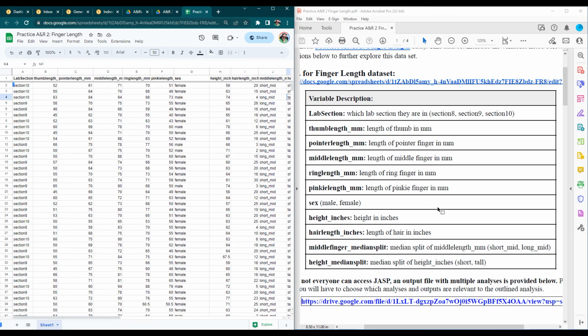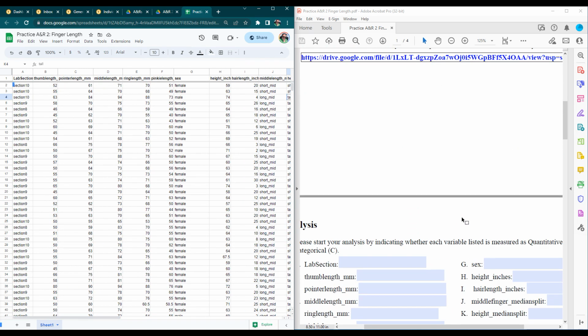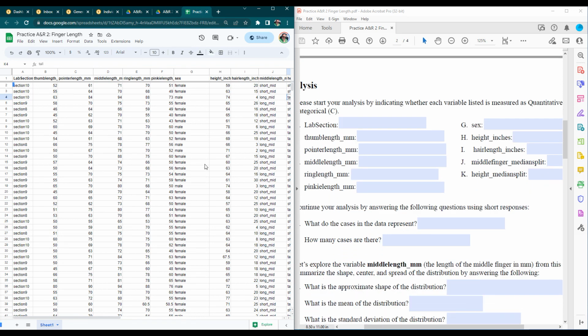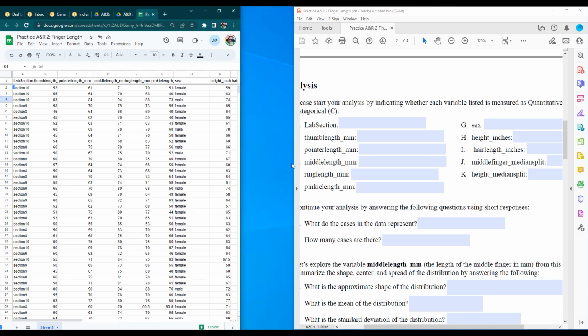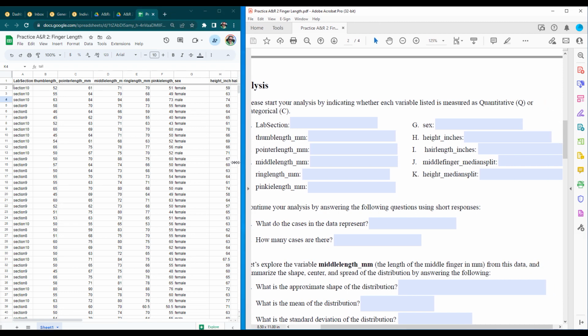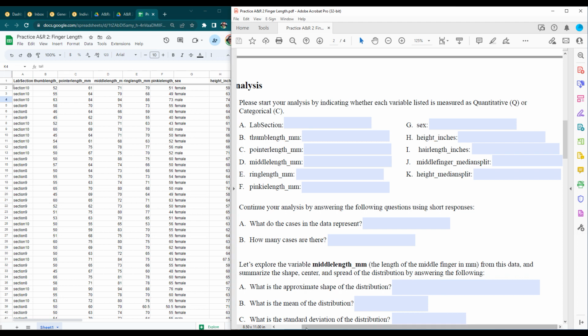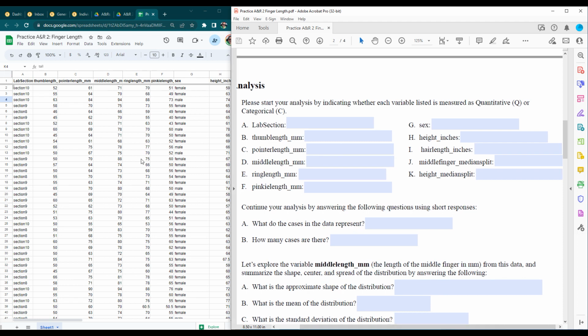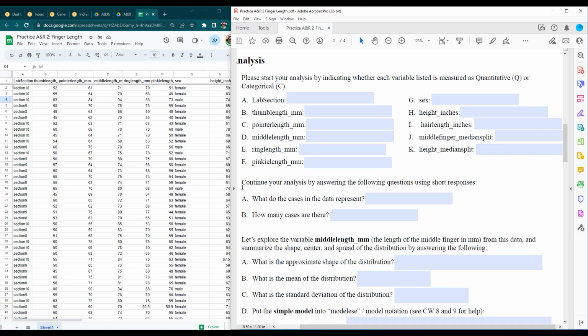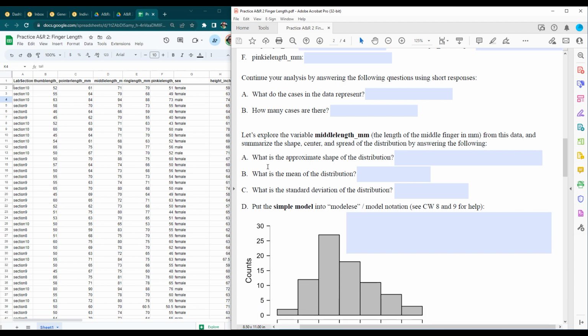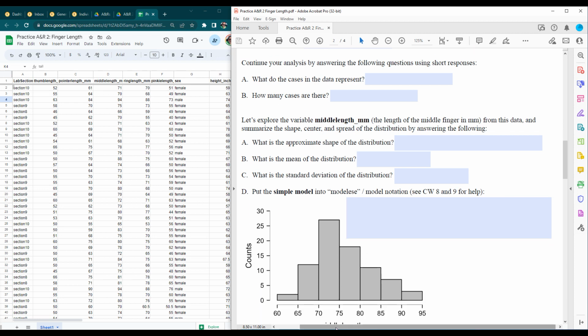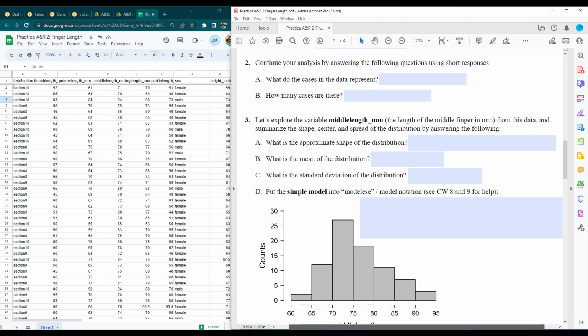So your first task will be to go through and identify which of these variables are categorical in nature. So which ones are categories or groups, and which ones are quantitative in nature or are values that have meaning. Okay. So you'll go through each of these, practice that skill. And then I'd like you to continue your analysis by answering the following questions.